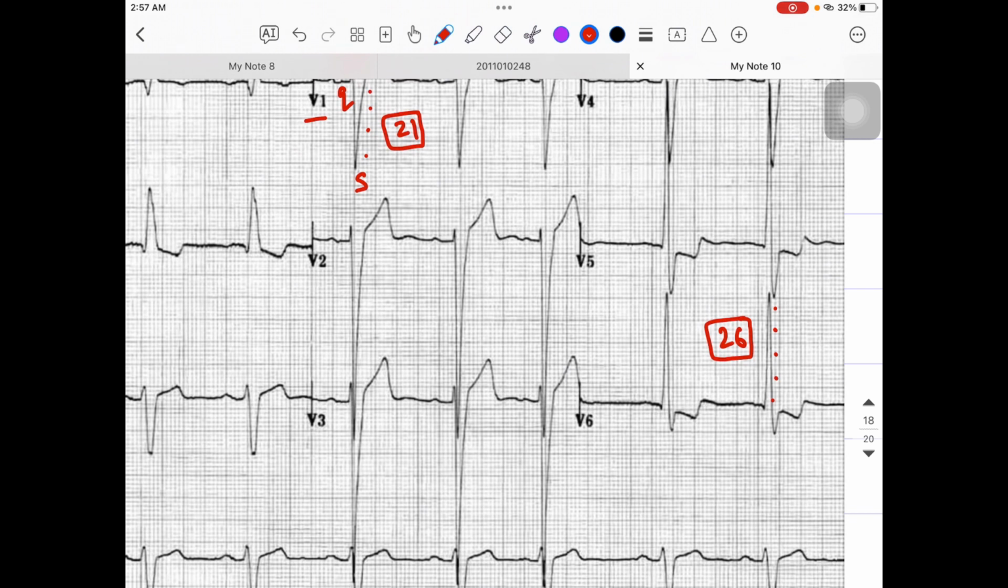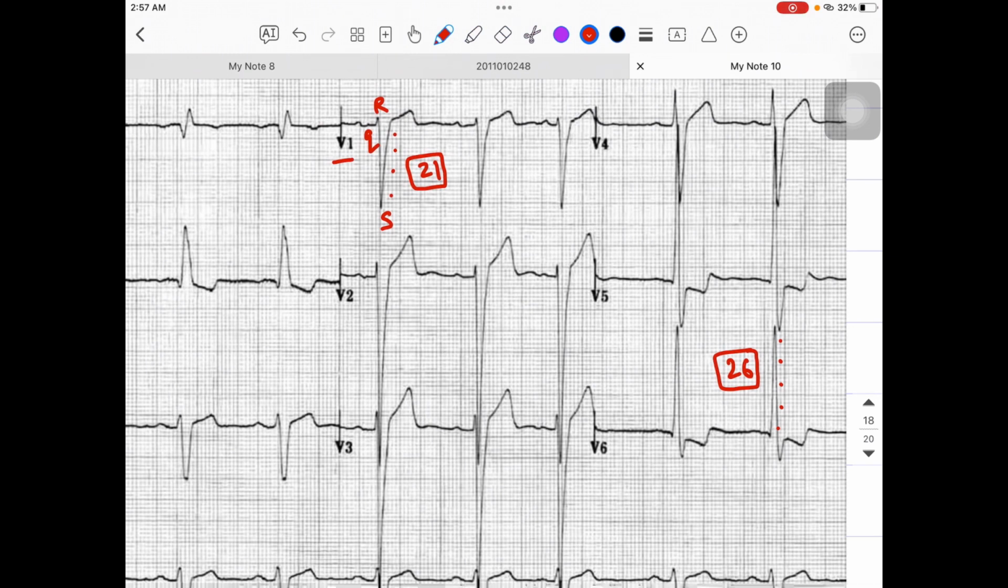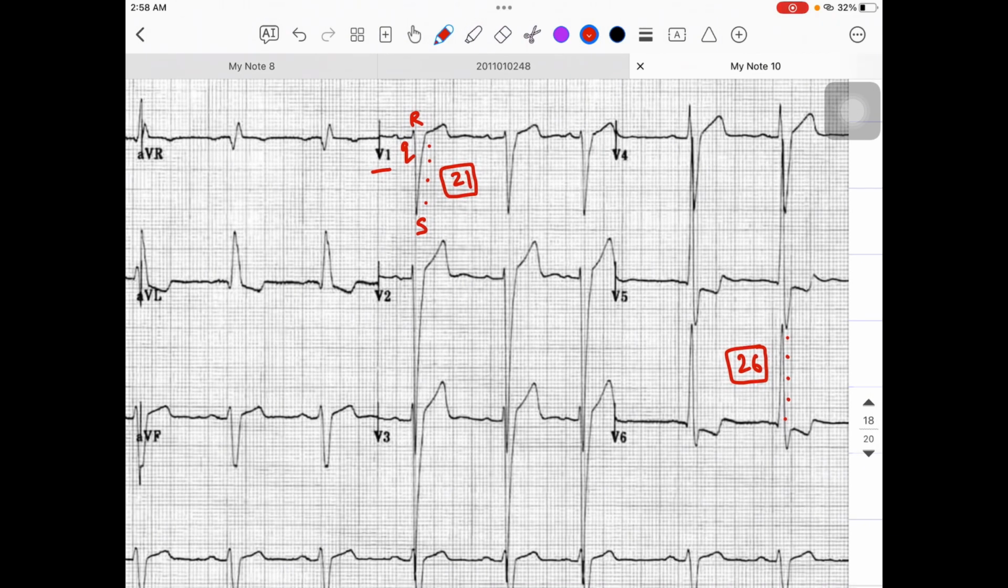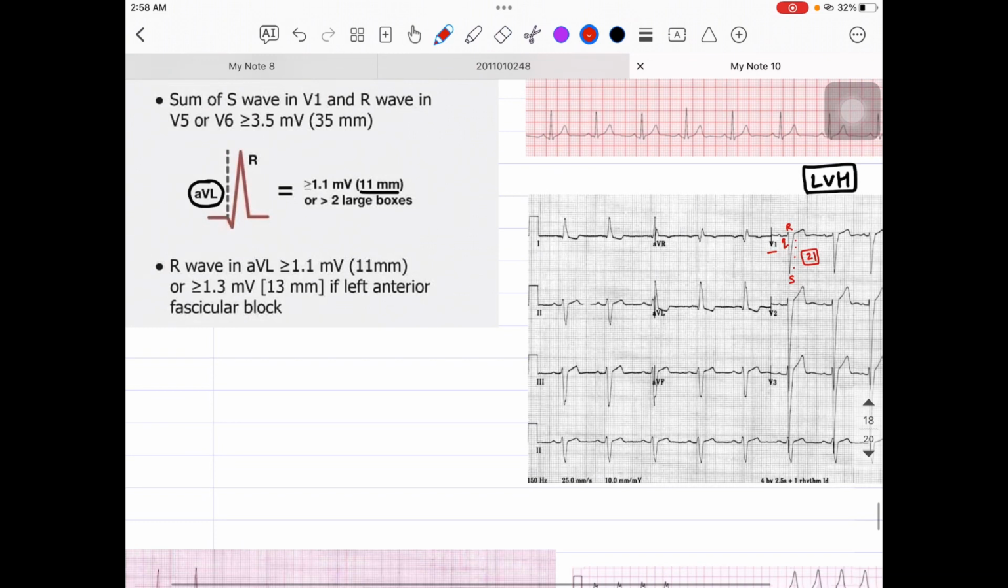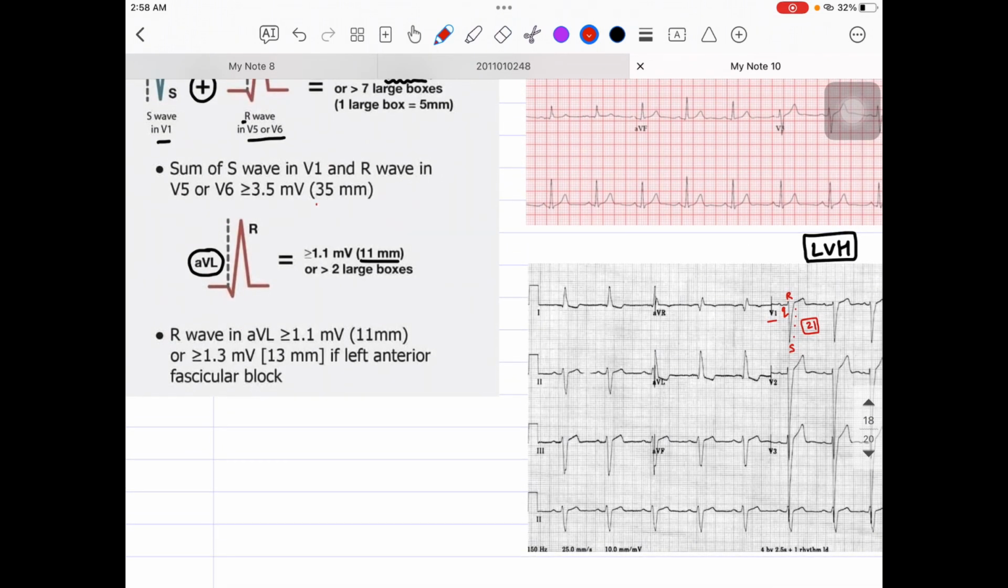According to the Sokolow-Lyon criteria, we need to add the number of small boxes in the S wave of V1 to the number of small boxes in the R wave of V5 or V6. So 21 plus 26 becomes around 47, which is more than 35 mm. So yes, it meets the Sokolow-Lyon criteria, that is more than 35 mm.